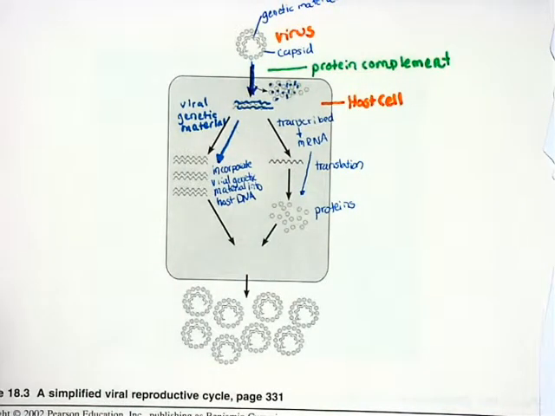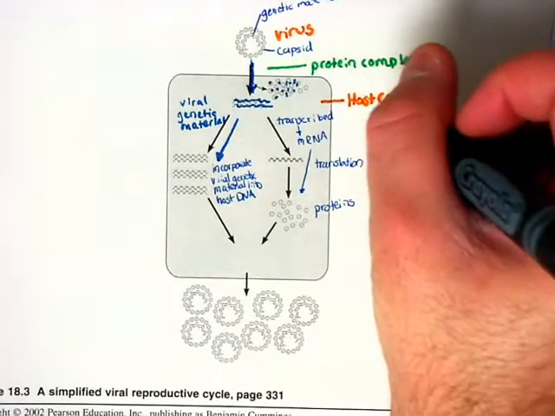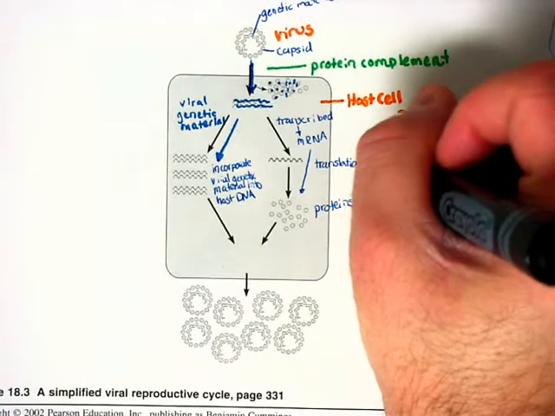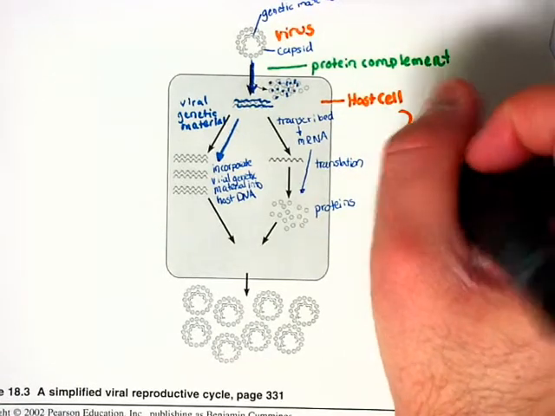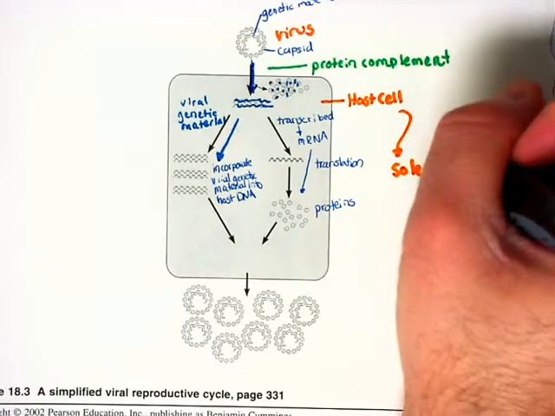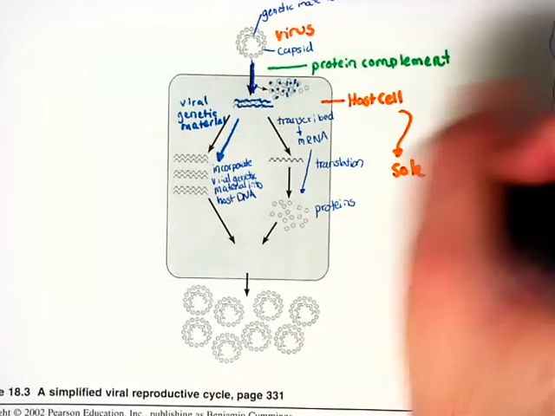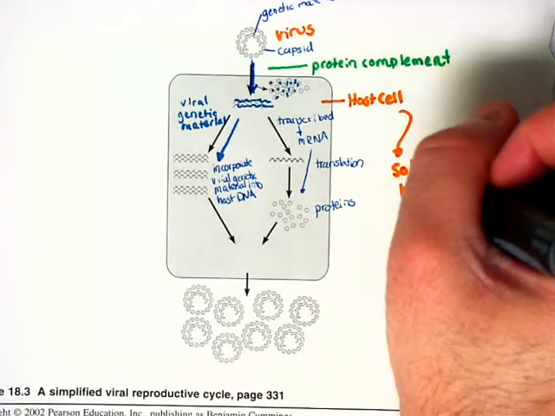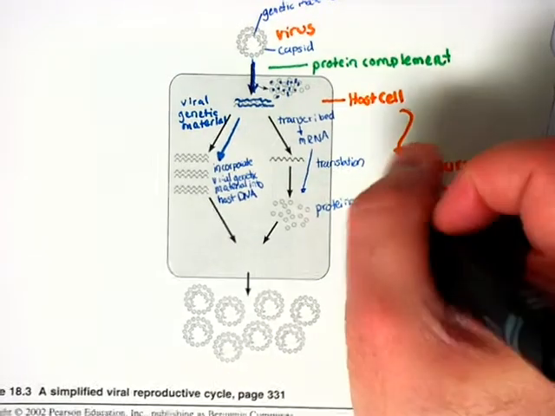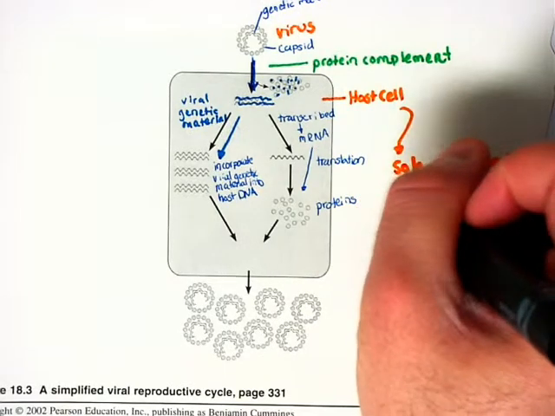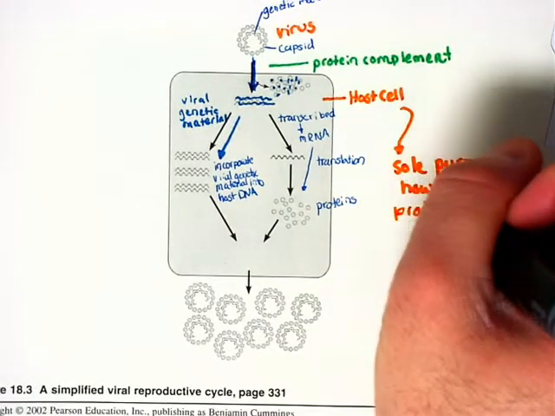Now we know that at the start of this process, the host cell had its own personal function, and now that function has been turned off, and this host cell now has a purpose of reproducing viral particles. So I'm going to write that the sole purpose is now virus production.